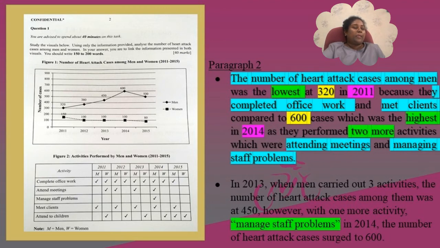One is for the lowest, and the second will be the highest. We see another example. Start off with the time frame: in 2013, when men carried out 3 activities, the number of heart attack cases among them was at 450. So the data 450, 3 activities, and 2013. Look at 2013.